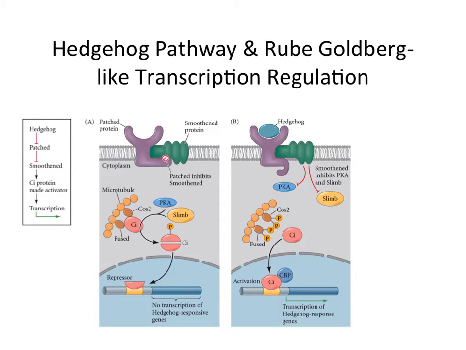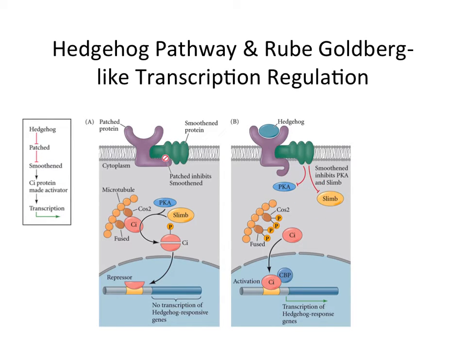And what happens when the Hedgehog molecule on the outside of the cell is bound to its receptor, called Patched, is that Patched adopts sort of a conformational change. It's got this little hook-like shape. It lets go of a protein it's normally associated with called Smoothened. Remember, don't memorize protein names. It's not important. So when Hedgehog is bound to Patched, Patched lets go of Smoothened. And what Smoothened does is it inhibits two proteins, PKA and Slimb.